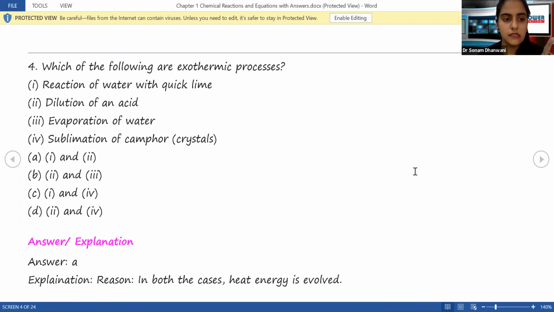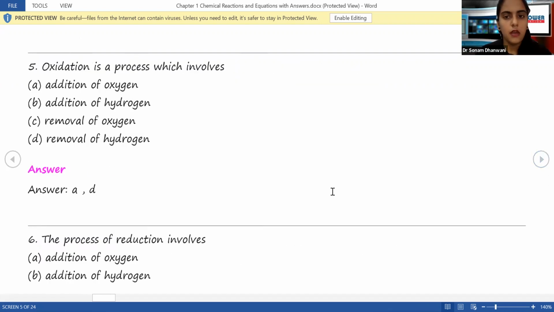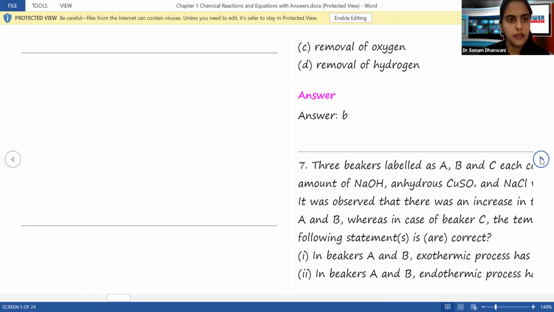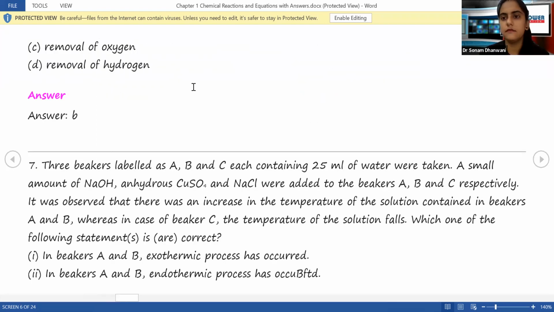So the answer is option A, in which the first and second options are given, where heat energy is given out. It is not taken inside the reaction. Okay, next, oxidation is a process which involves, we have just seen this, addition of oxygen and removal of hydrogen. Correct. The opposites, we have just seen this. What is oxidation and reduction? Again the same type of question. The process of reduction involves, what happens in reduction? Addition of hydrogen. B is the correct answer. Correct. That's it.